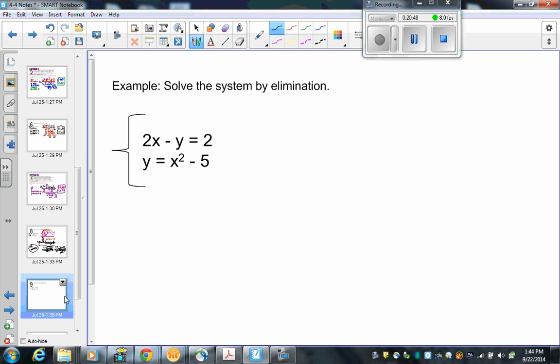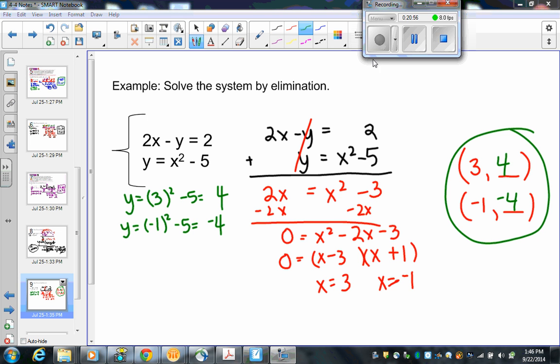Okay, last set should be able to be solved by the elimination method. Hit pause and try this one on your own. Okay, so our y's should eliminate. We get all of our terms on the same side. It's factorable. We get our solutions as x equals 3 and x equals -1. And we plug those back in to find our y coordinates that match. So you should have the solutions 3, 4 and -1, 4.